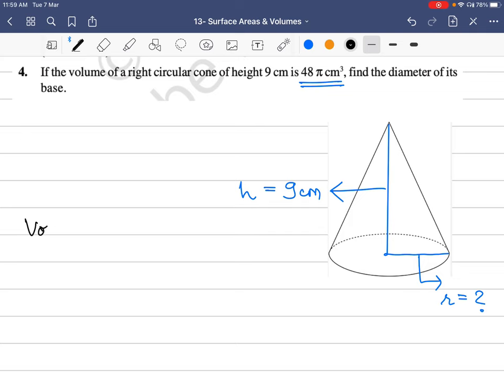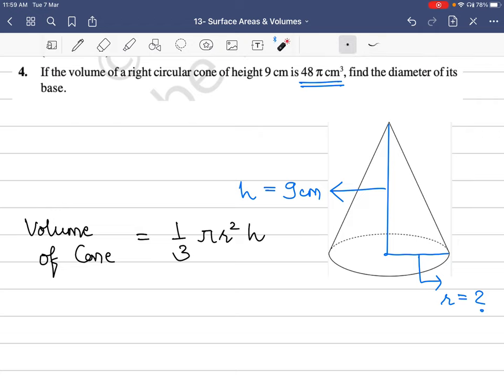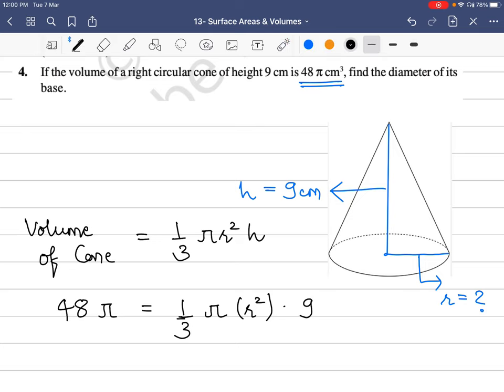Volume of a cone is equal to 1/3 the volume of cylinder, which is 1/3 of pi r square h. Let's substitute the variables that we know. We know the volume, it is 48 pi. So let's substitute that: 48 pi is equal to 1/3 pi, r square, as r is unknown, and h is given to be 9 centimeter, so that is 9.